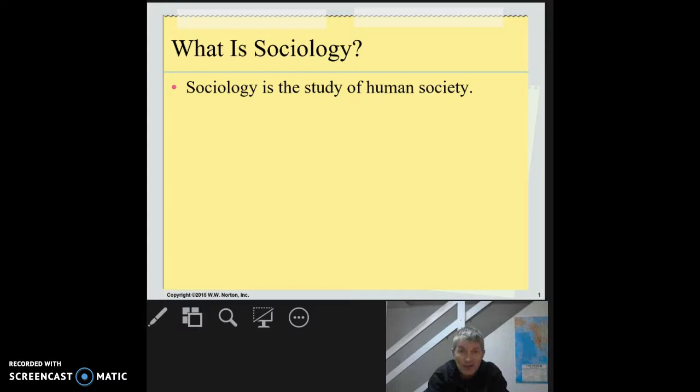Some examples of these pieces or subfields within the discipline include the sociology of sports, religion, music, medicine, pop culture, and the list goes on and on and on. If you are interested in seeing some more of those examples, you can look throughout the textbook, or you can go to the American Sociological Association's website and find out where exactly sociology is.